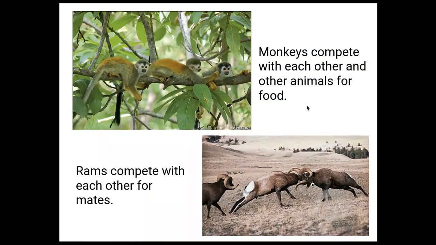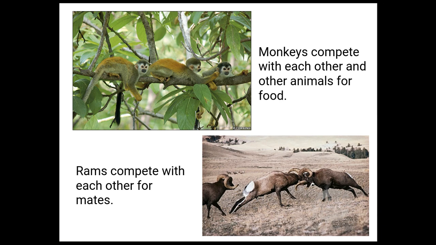So for example, here we have monkeys. Monkeys compete with each other and other animals for food. Let's say there's 5 monkeys in a particular area and there's like 100 banana trees. Now, those monkeys don't have to compete very much because they're living the life. They have like 20 banana trees to themselves. So they don't have to compete very much.